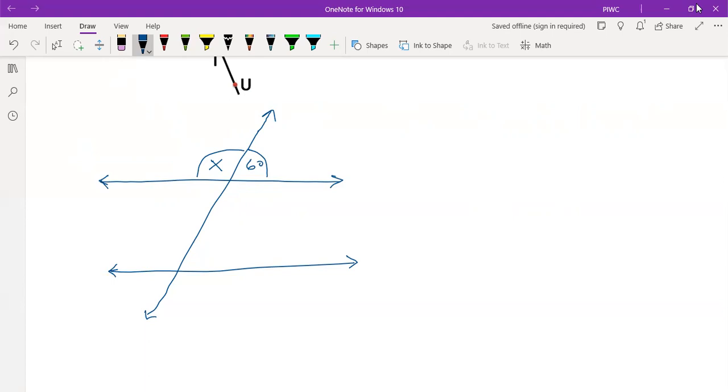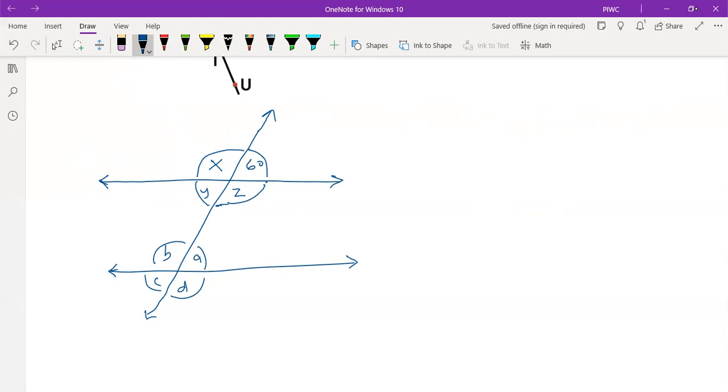What is going to be angle Y? We can find that. What will be angle Z? What will be angle A? Let's call this angle B. Angle C, angle D. Okay. We can use the information that we just studied to answer these questions. So let's begin with this part here.